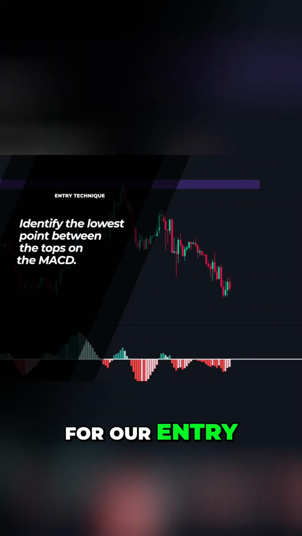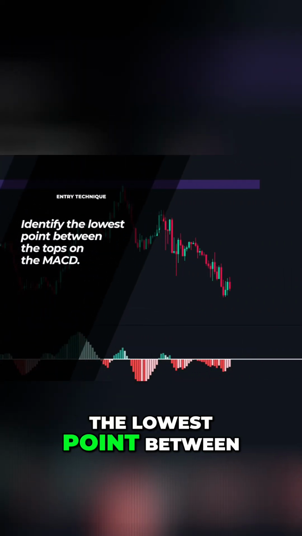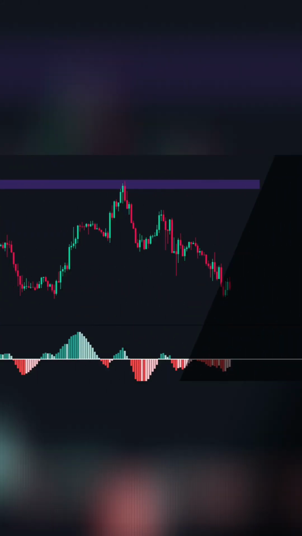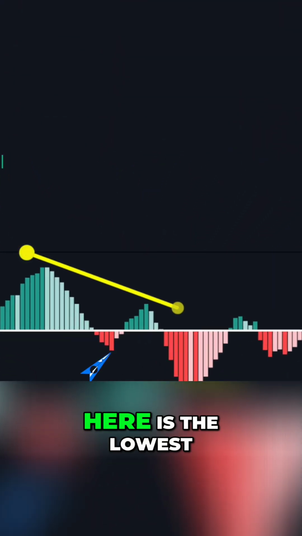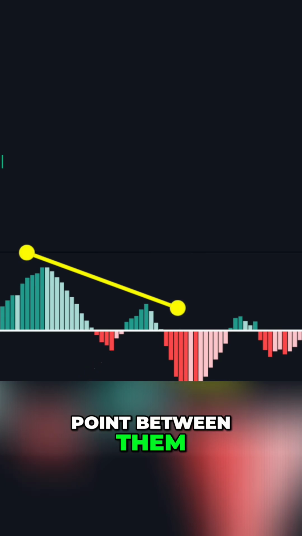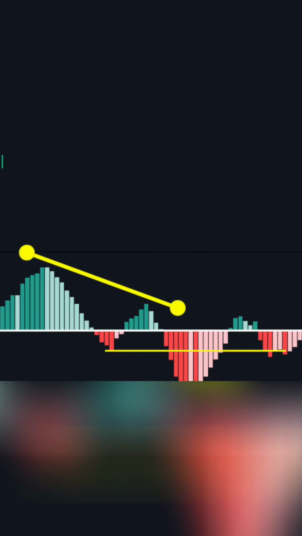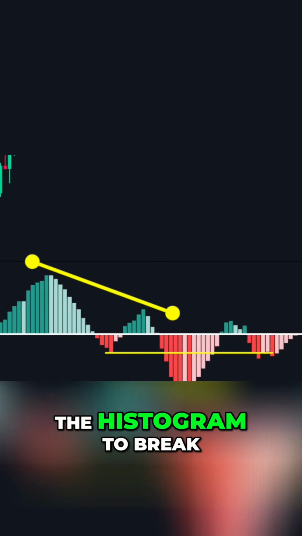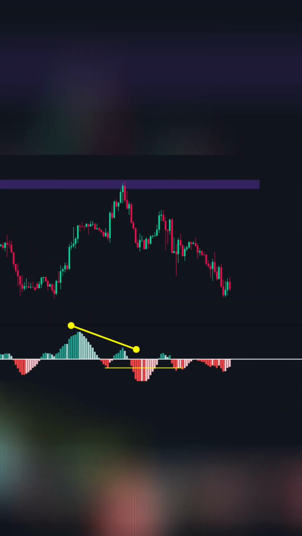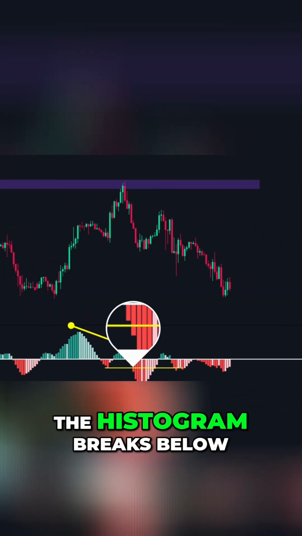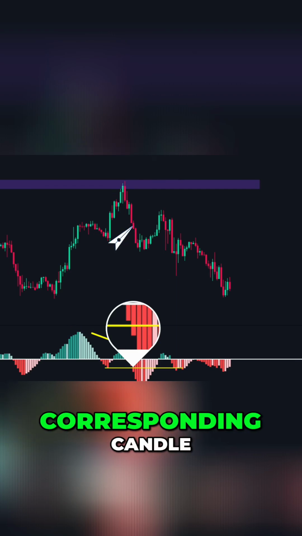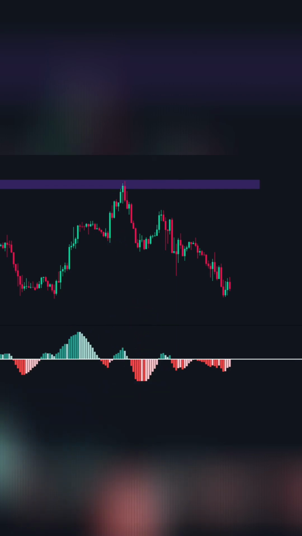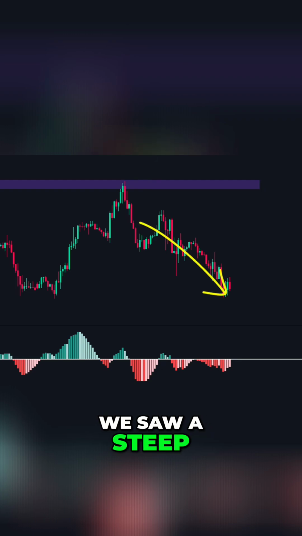For our entry, we need to identify the lowest point between the tops on the MACD. These are the two tops. Here is the lowest point between them. We draw a line at that bar. Then we wait for the histogram to break below that line. On this bar, the histogram breaks below the line, so we enter a sell trade on the corresponding candle. As you can see, we saw a steep down move after our entry.